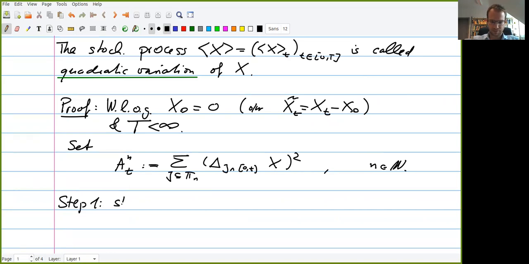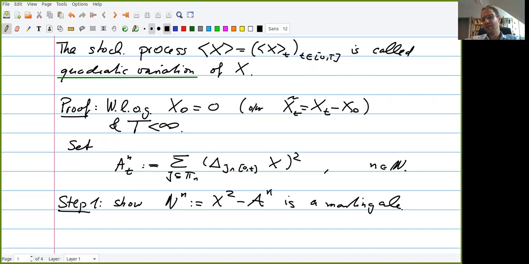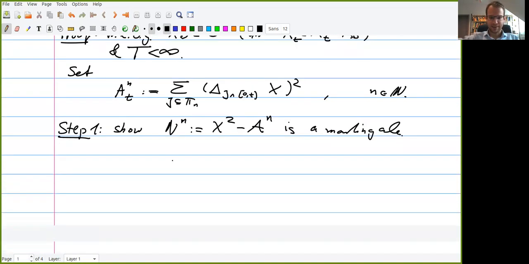is that if I look at the process, let's call it N_n, which is x to the power 2 minus A_n, then this is a Martingale. First. So what we see, if we compensate, let's say, the square process of x with this sequence of A_n, we already get a Martingale. And then we just need to show that the limit process exists, and this is a Martingale as well, which follows from this Martingale property. All right. Okay. So let's do this.